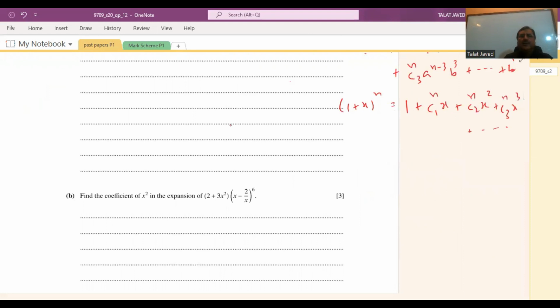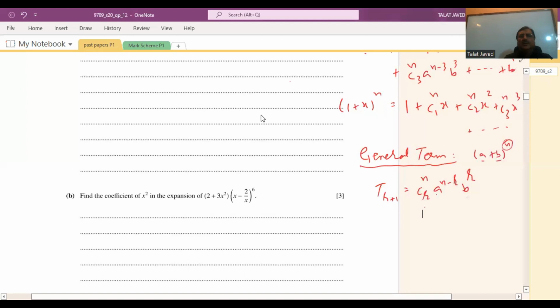There is another formula for when we have to find a specific term; we will use the general term formula. The general term formula is T(r+1) equal to nCr a raised to power n minus r, b raised to power r. T stands for term. a is the first term, b is the second term in this expansion (a + b) raised to power n, and the power is n. The value of r we will decide according to the question. When we have to find a specific term, we will use this formula T(r+1).